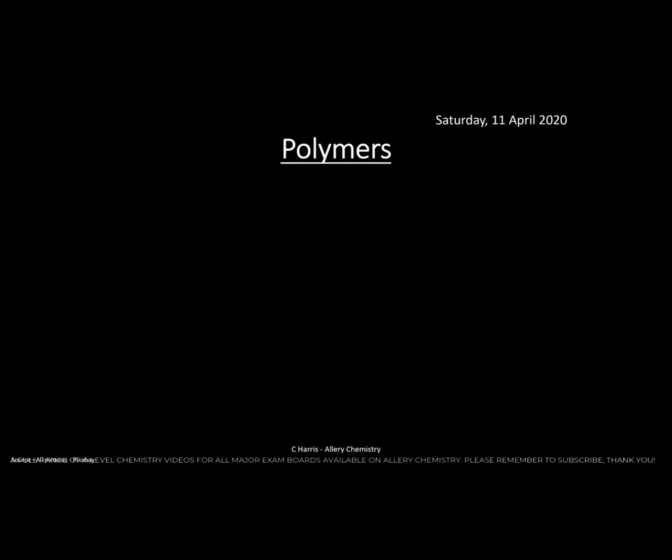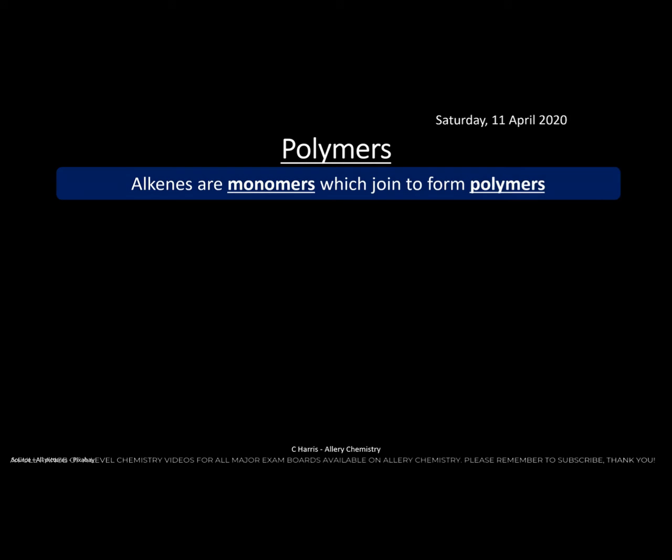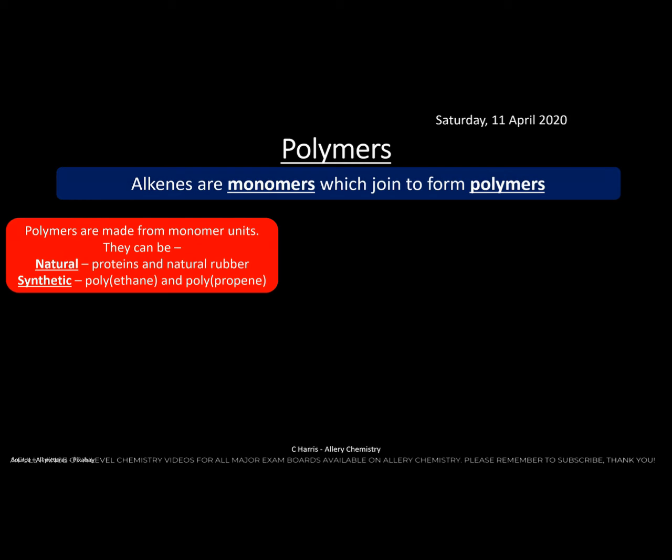Okay, so let's look at polymers, because polymers are formed from alkenes, as we've seen. So alkenes are monomers which join to form polymers. Now, you will have seen this at GCSE, more than likely, that you have monomers and polymers. So monomers make up the polymer units, make up the polymers. So polymers can be made from monomer units. You can get different types. You can get natural and synthetic ones. So natural are things like proteins, which you see in your body, and natural rubber. And synthetic are the ones which you make from alkenes, such as crude oil.